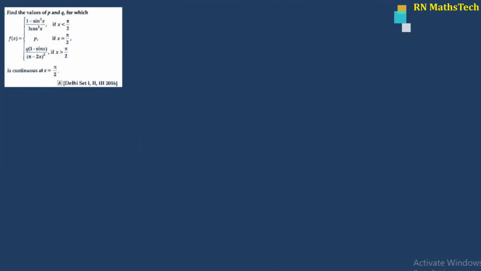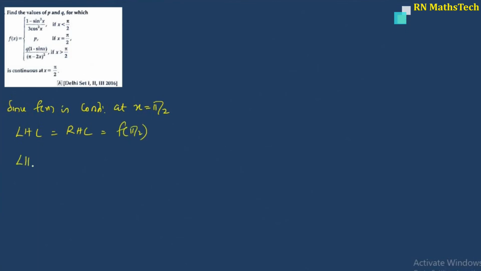Next one, find the value of p and q for which the function is 1 minus sin cube x by 3 cos square x for x less than pi by 2, and equal to p at x equal to pi by 2, and q into 1 minus sin x by pi minus 2x the whole square for x greater than pi by 2, is continuous at x is equal to pi by 2. Since f of x is continuous at x is equal to pi by 2, left hand limit equals right hand limit equals f of pi by 2.